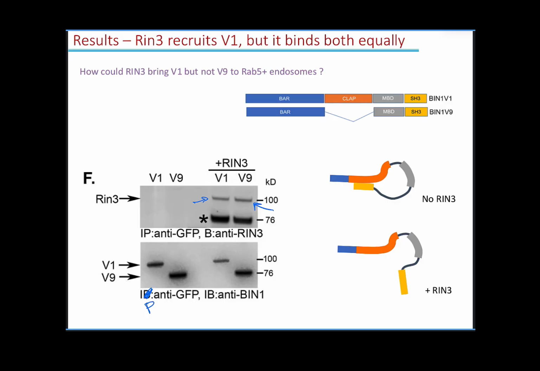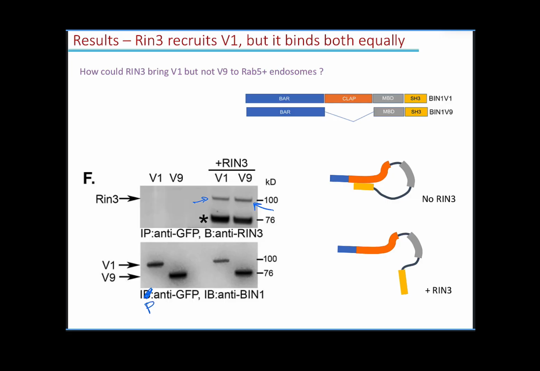So these original hypotheses that maybe Rin3 is bringing V1 to endosomes because it can bind to it, perhaps through the CLAP domain, but it cannot bind to V9 because V9 doesn't have the CLAP domain, kind of goes out the window, right? Because what they see experimentally is that when you bring down BIN1, either V1 or V9, you bring down the same amount of Rin3. They do have an explanation for that.